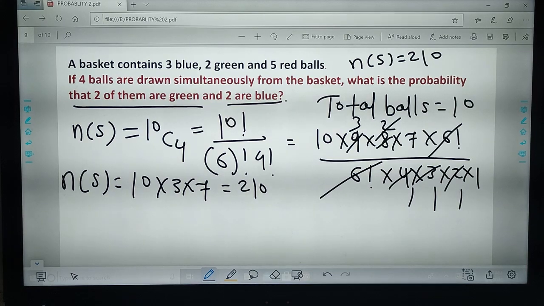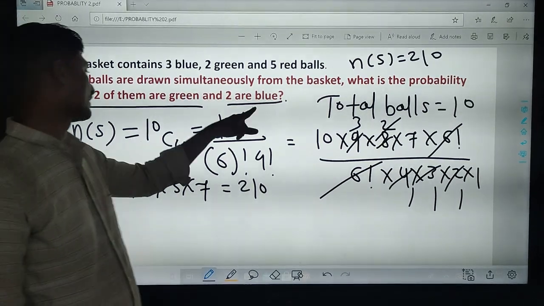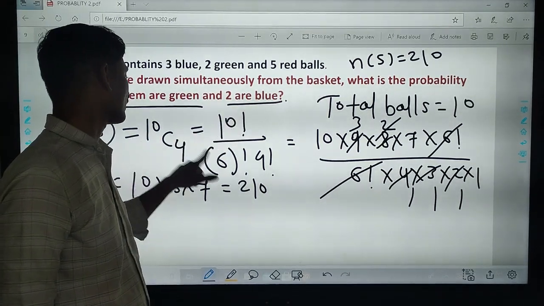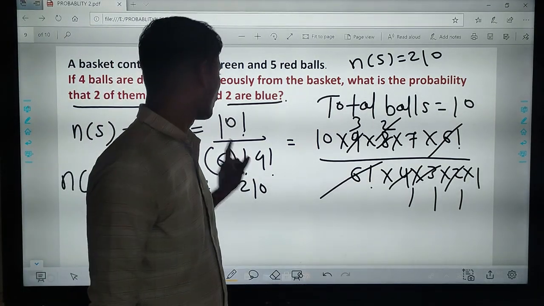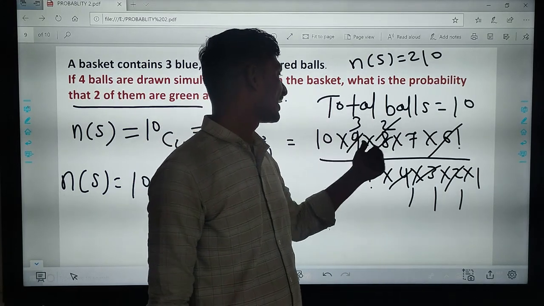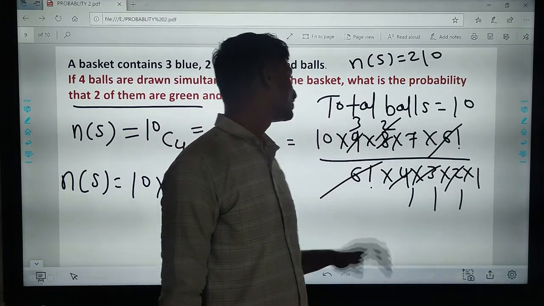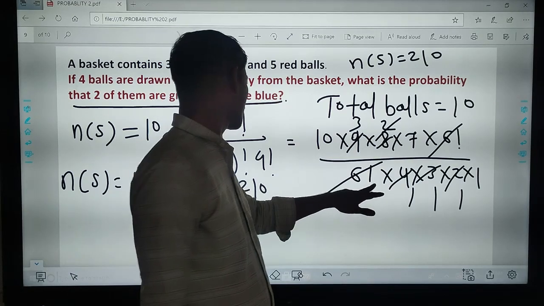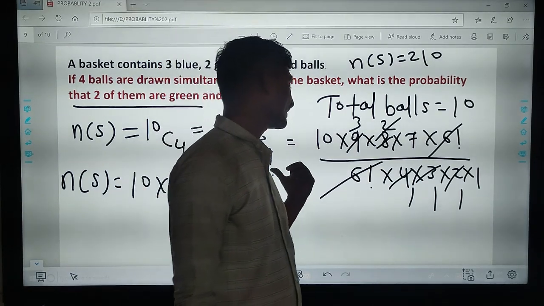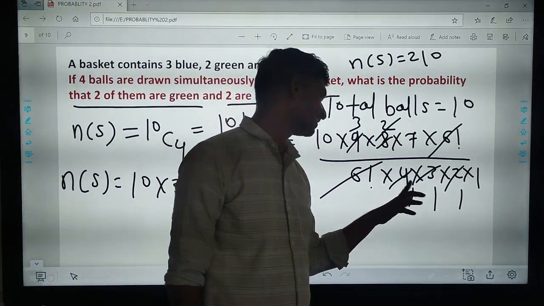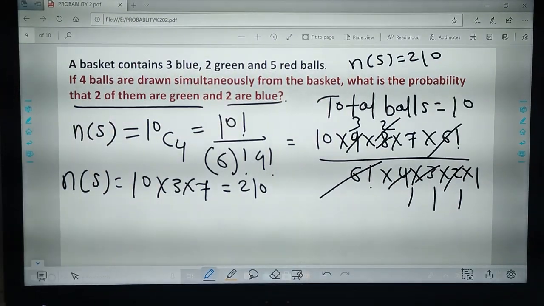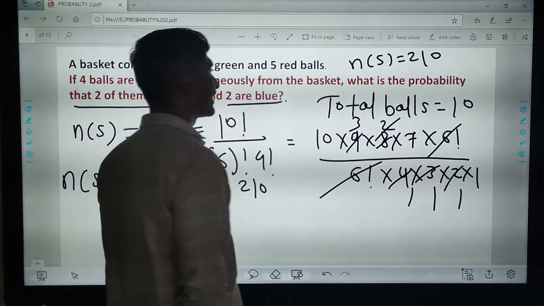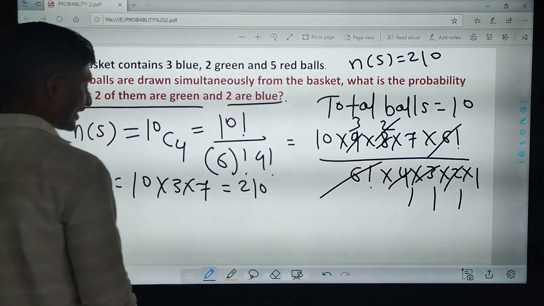Value of N of S. 10C4 is 10 factorial divided by 10 minus 4 factorial, which is 6 factorial, into 4 factorial. Now 10 factorial we write as 10 into 9 into 8 into 7 into 6 factorial, divided by 6 factorial, which is the same. Then 4 factorial is converted into multiplication 4 into 3 into 2 into 1. Now here N of S is equal to 210.